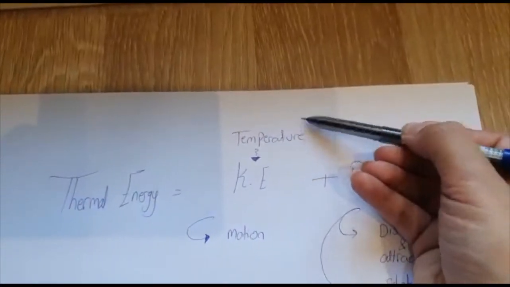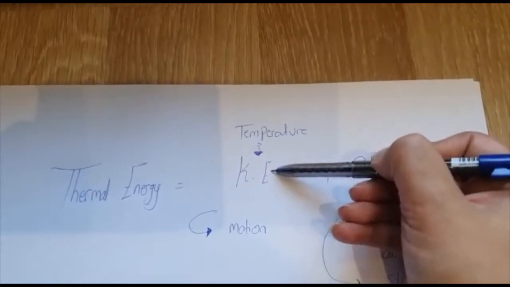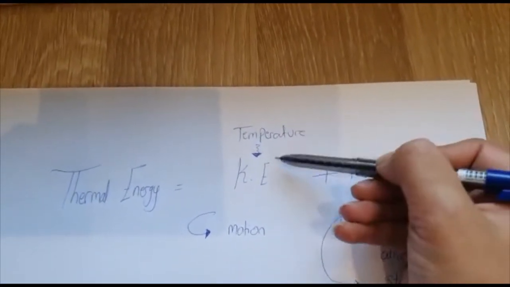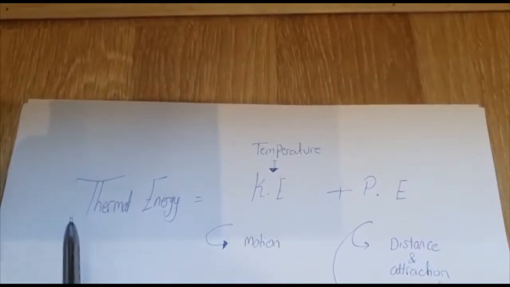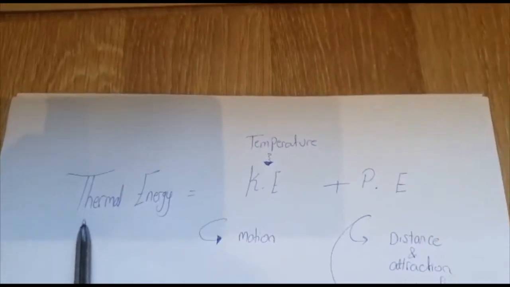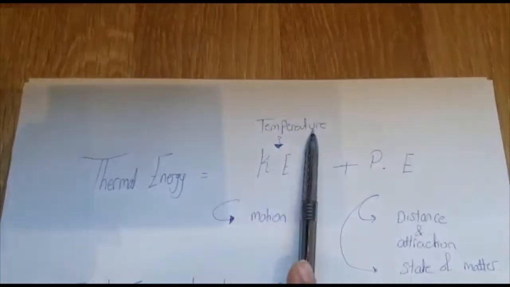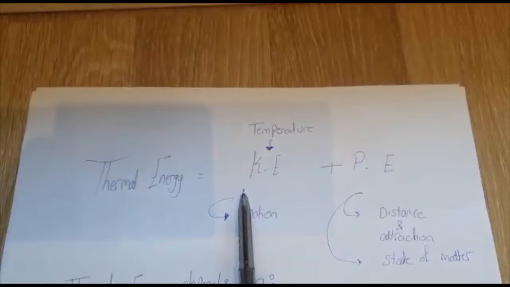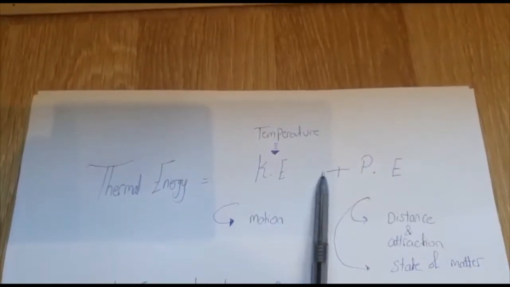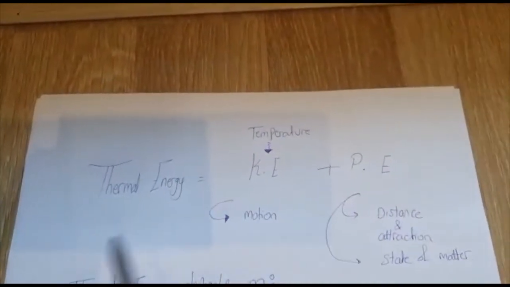Temperature measures the average kinetic energy of particles. So when I say temperature is thermal energy, false. When I say temperature is heat, false. Temperature is the average. It measures the average of the kinetic energy of all the particles.